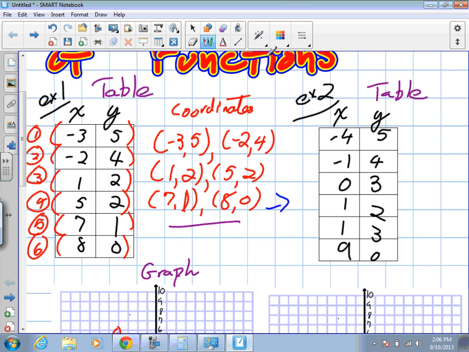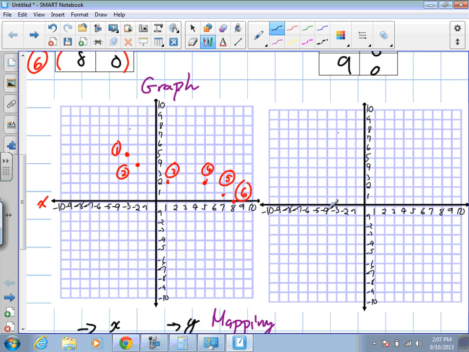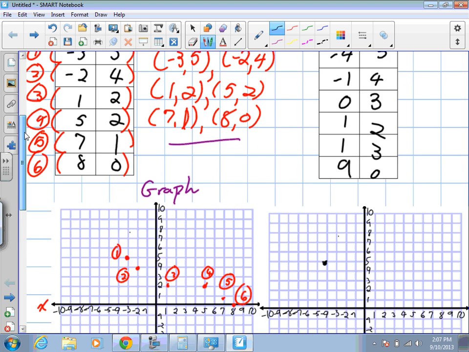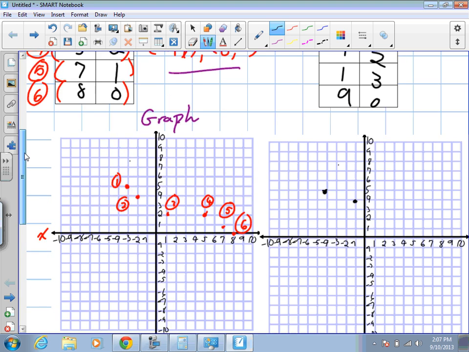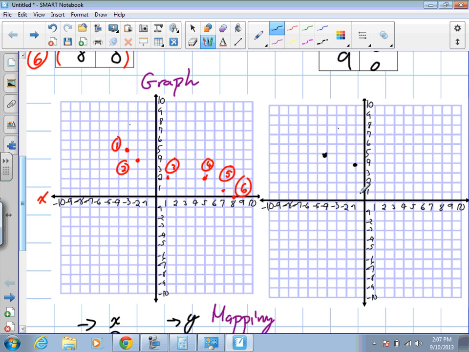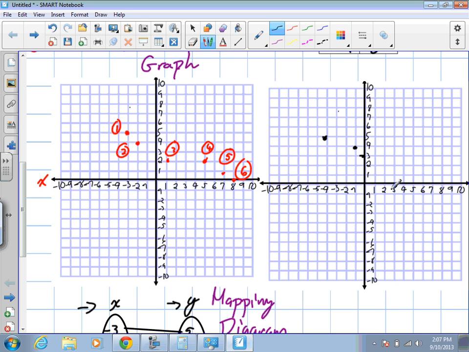First one being -4 and 5. Second one being -1 and 4. 0 and 3. Then we have 1 and 2, 1 and 3. And 9 and 0.